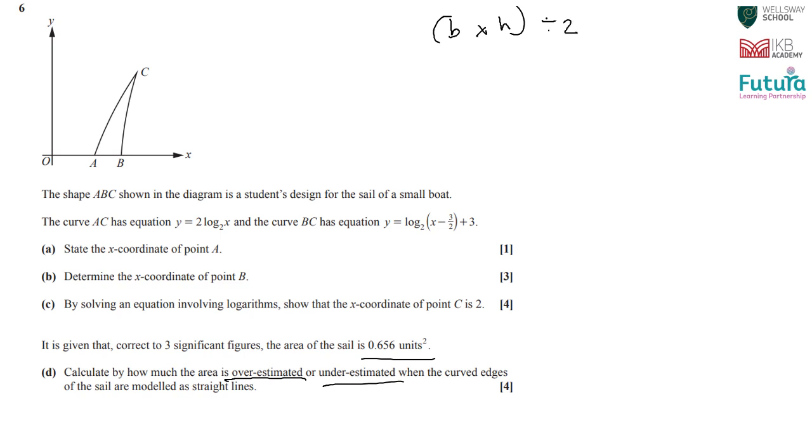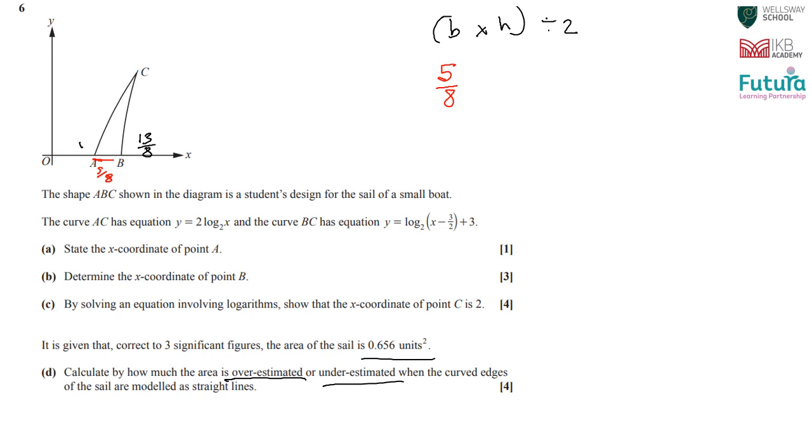So in terms of working out the base of this triangle, we worked out earlier that A has got x coordinate 1, and we worked out that B earlier had x coordinate 13/8. So to work out the base of this triangle, it's just going to be 13/8 minus 1, which is 5/8. So the base of this triangle is 5/8.